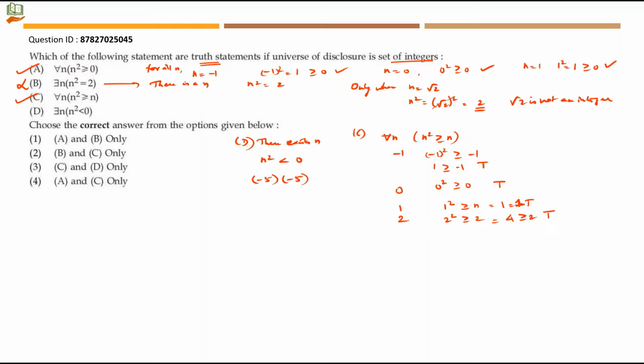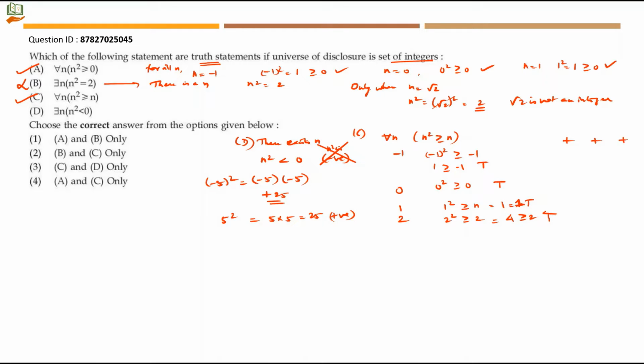When you square a number, it means you are multiplying the number twice. So minus 5 square is equal to minus 5 into minus 5, which will automatically make this plus 25. And when you take a positive number, 5 square, so 5 into 5 will give you 25, which is again positive. They are saying at least one n, but there is no n for which the square of n will be negative. This statement means n square is negative. It's not at all possible.